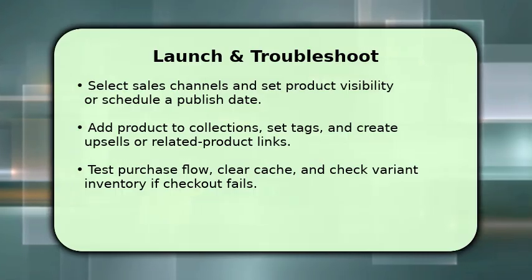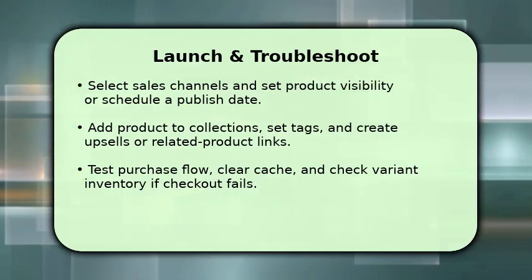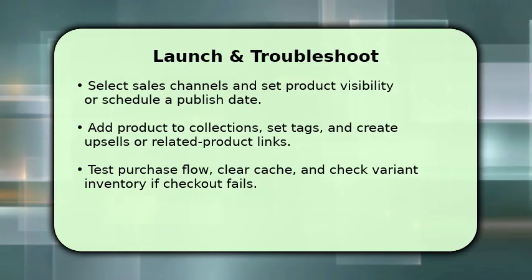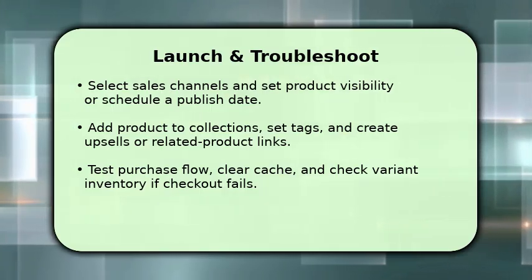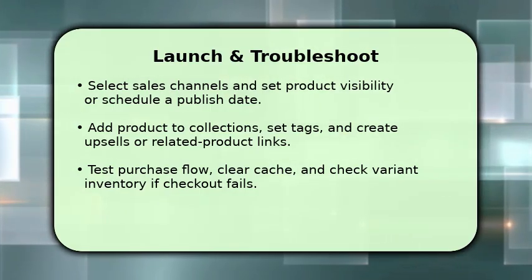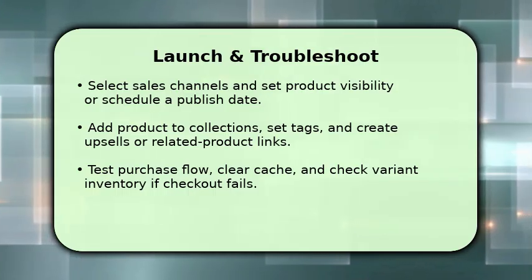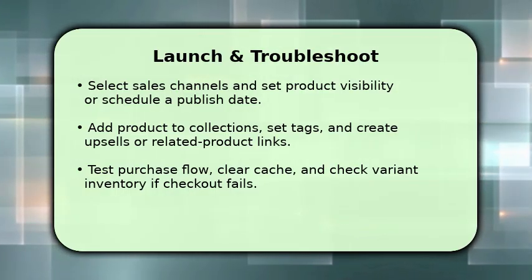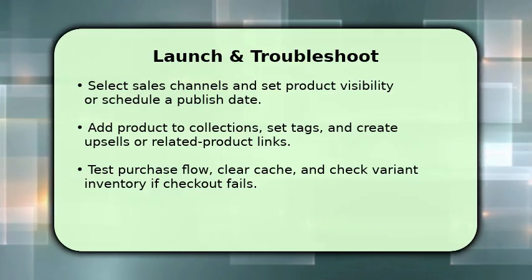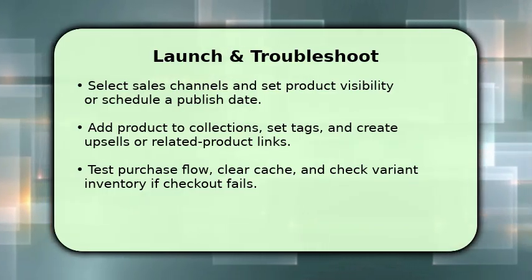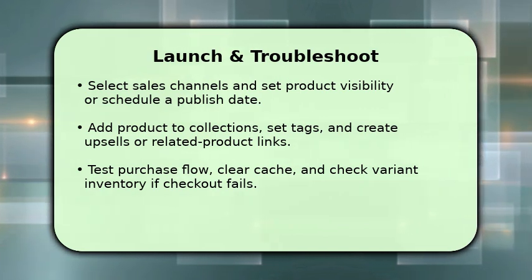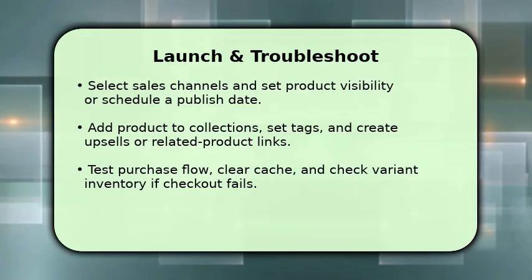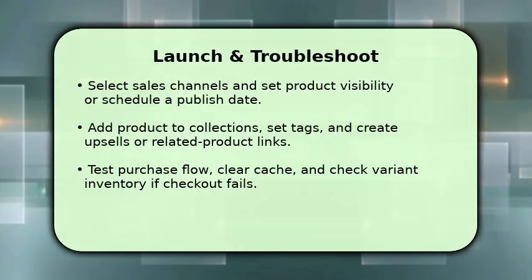Add the product to relevant collections, set tags for filtering, and configure related product or upsell blocks to increase average order value. Before announcing, test the purchase flow with a draft order or test payment to confirm checkout, shipping, and taxes. If something breaks, clear your browser cache, verify variant inventory and weight settings, and resave the product. Most issues are caused by missing SKU or inventory tracking mismatches.